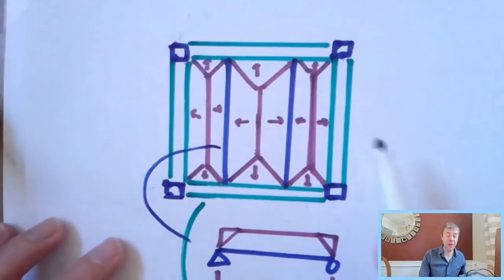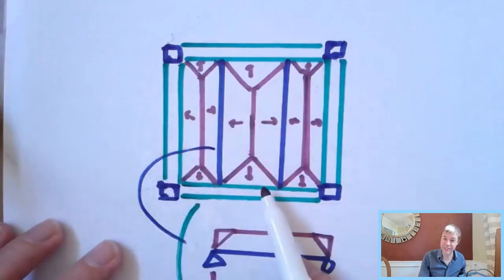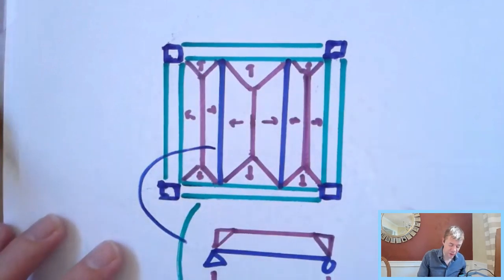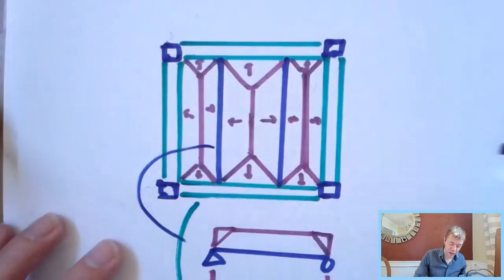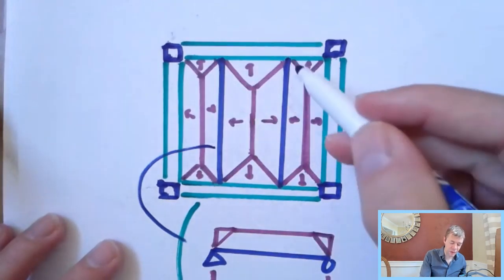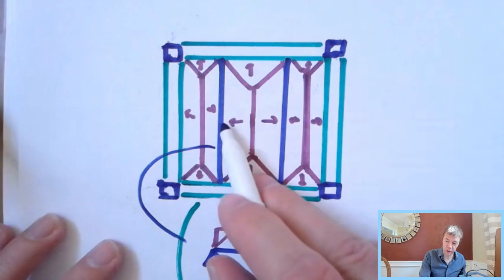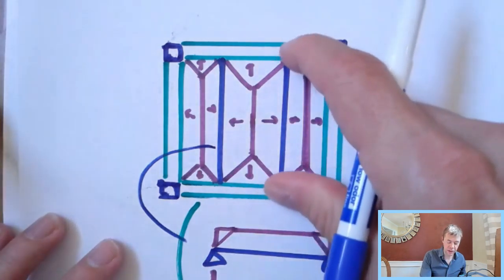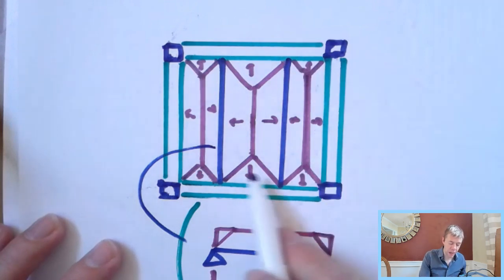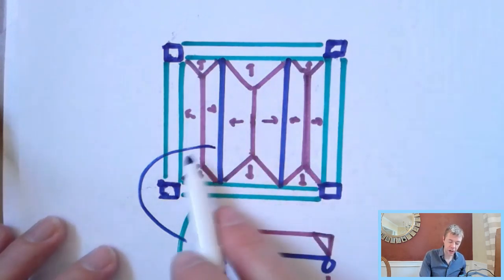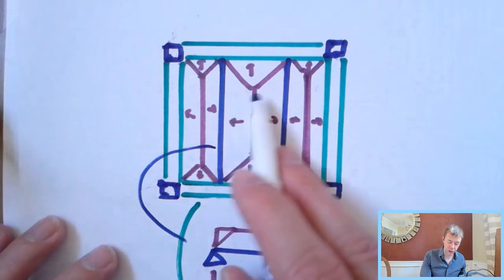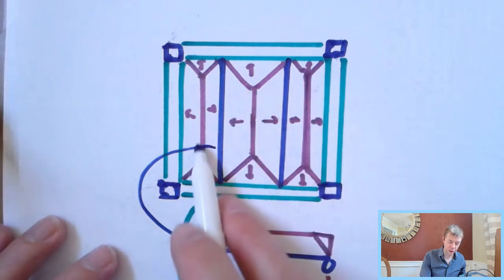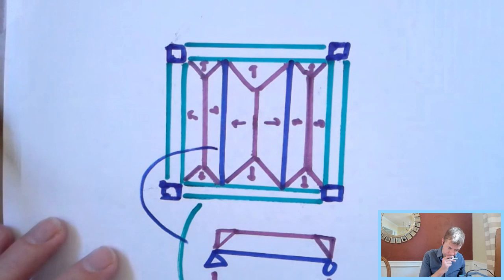So I had a beam system that looked something like this. And I had these smaller beams, these blue beams, that frame into these larger beams. And we started to do tributary area for all these beams. So I drew a tributary area for this system, a tributary area for each one of the systems.